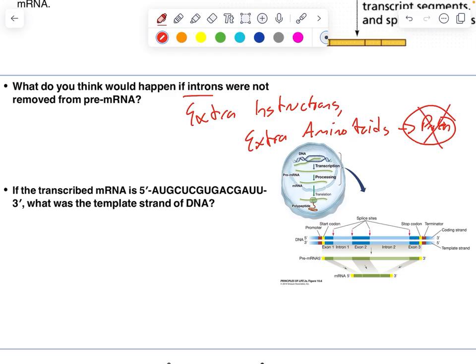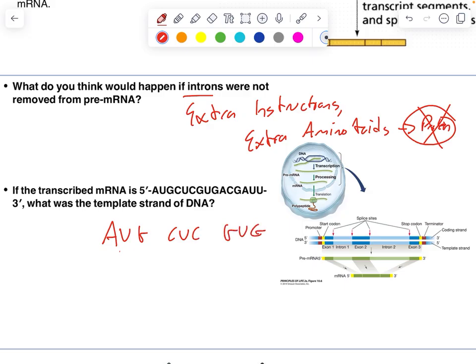Okay, I'll just give you the first 9 here. So if the transcribed mRNA is this, what was the template strand of DNA? Well, it's 3 prime. Again, we're not going to worry about the primes. Sorry, I'm teaching all these things. Let's just do the first 3. A U G C U C G U G.